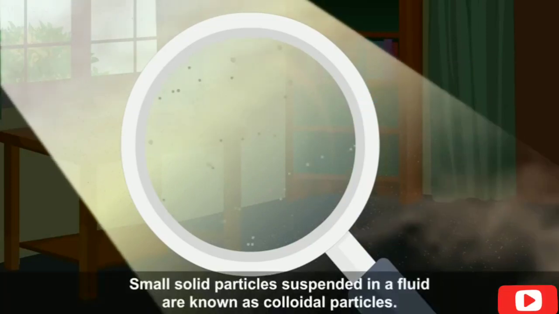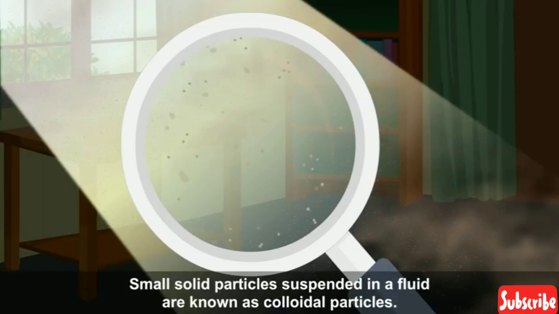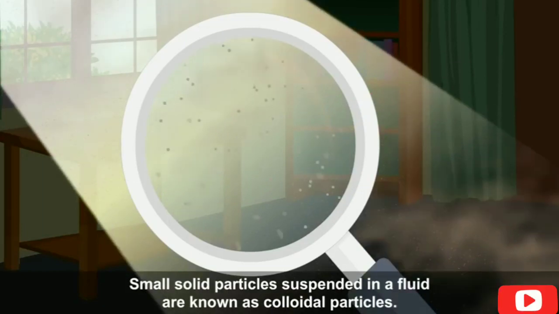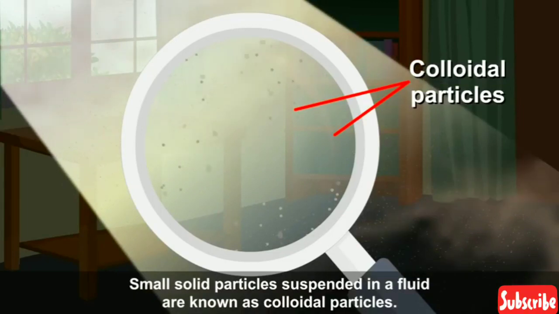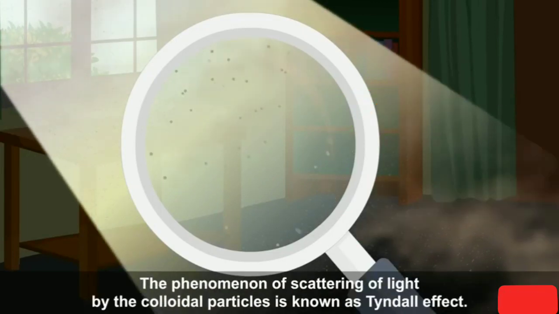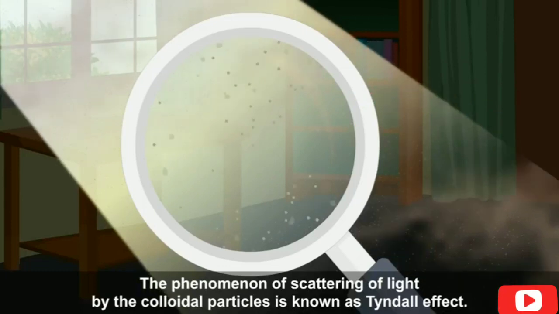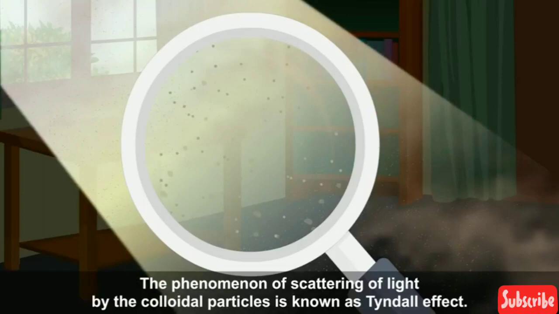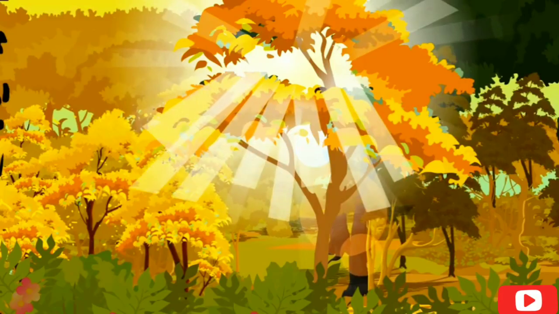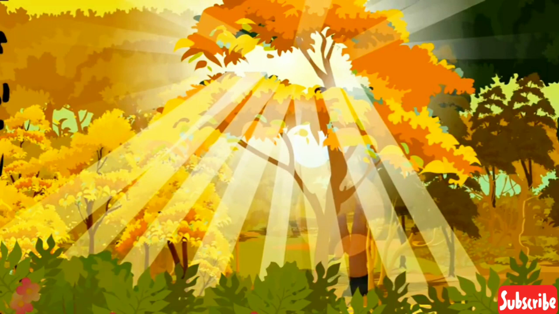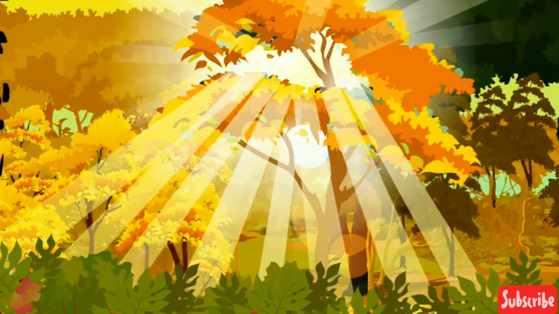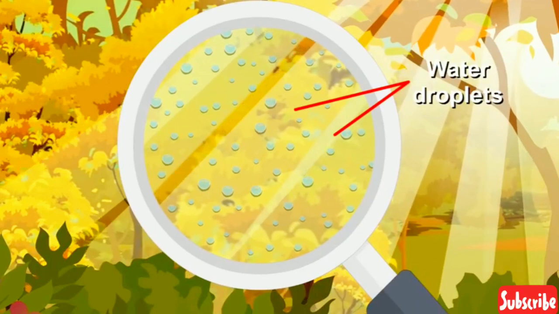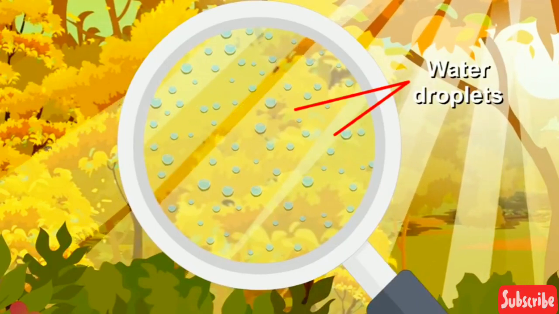Small solid particles suspended in a fluid, here it is air, are known as colloidal particles. The phenomenon of scattering of light by the colloidal particles is known as the Tyndall effect. The same effect can be observed when the sunlight passes through the trees of a dense forest. Here, tiny water droplets in the mist scatter the light.